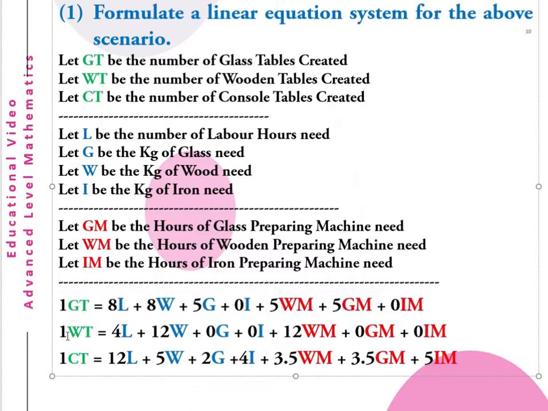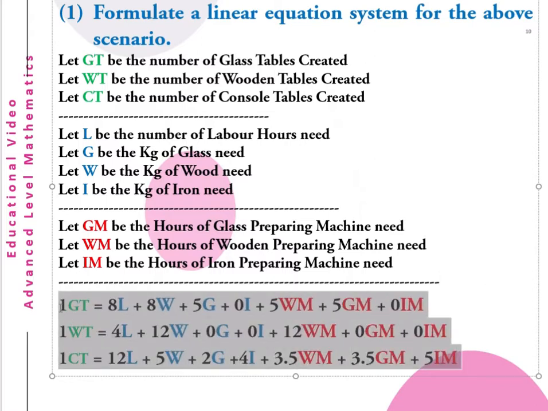And the formula of creating one wooden table is 4 hours of labor, 12 kilograms of wood, 0 kilograms of glass, 0 kilograms of iron. 12 hours of wood preparing machine, 0 hours of glass preparing machine, and 0 hours of iron preparing machine. For one console table, we need 12 hours of labor, 5 kilograms of wood, 2 kilograms of glass, and 4 kilograms of iron. 3.5 hours of wooden machine, 3.5 hours of glass machine, and 5 hours of iron machine. We can formulate these 3 equations for the glass table, wooden table, and the console table.